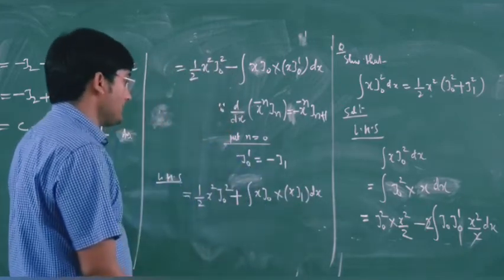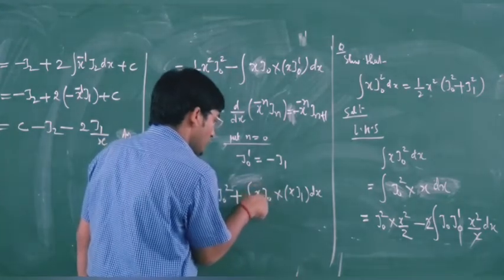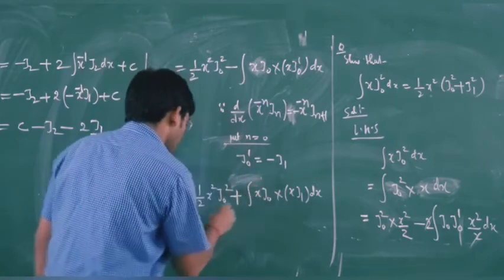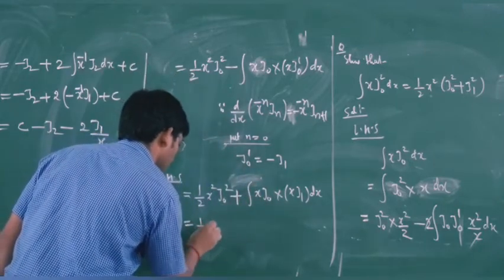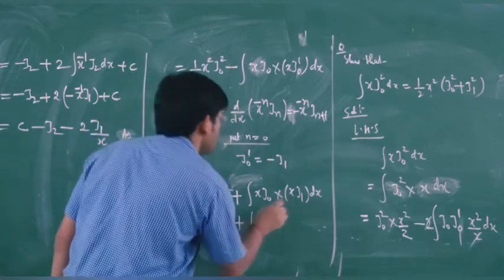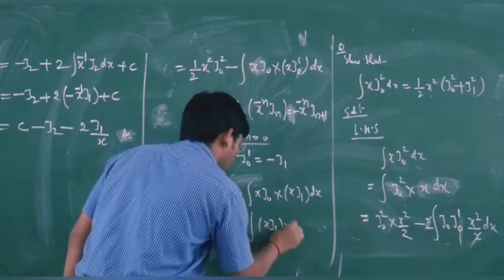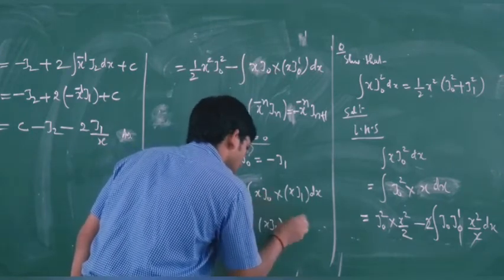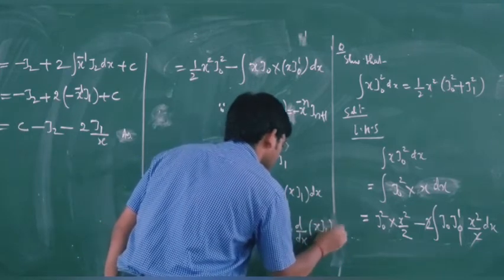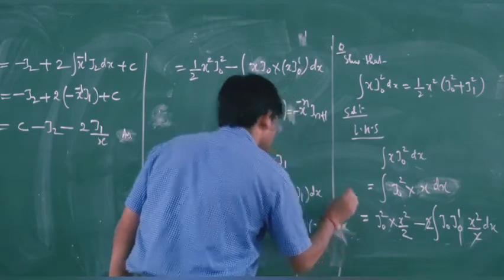Now again, we can write this x j1 as it is, and we can write this x j naught as d by dx of x j1, and then integration with respect to x.